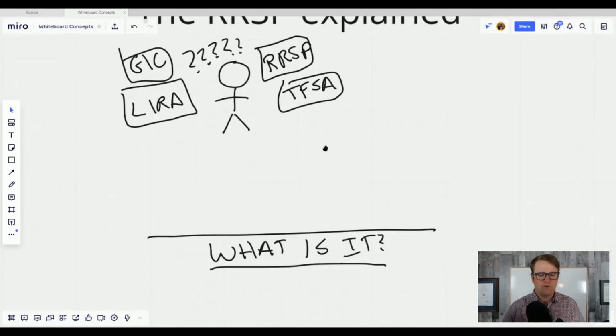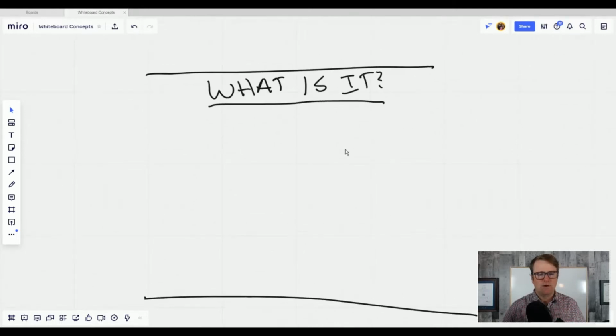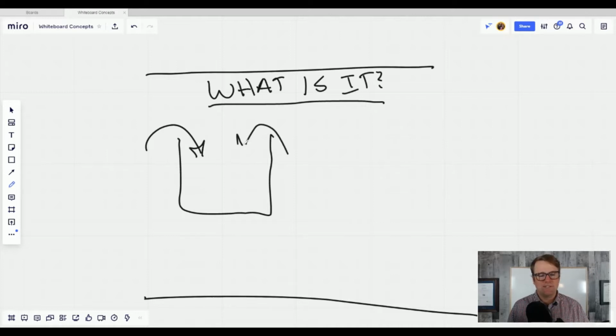So first off, what is the RRSP? What is the Registered Retirement Savings Plan? I'm just going to say RRSP because Registered Retirement Savings Plan takes too long. So what is it? It's basically a type of account. So think of it as a bucket, much like the TFSA. If you've seen my TFSA video, it's a bucket where you can put money in and you can invest it into different things. You can invest in very low risk things. You can invest in anywhere from low risk to high risk and anywhere in between.